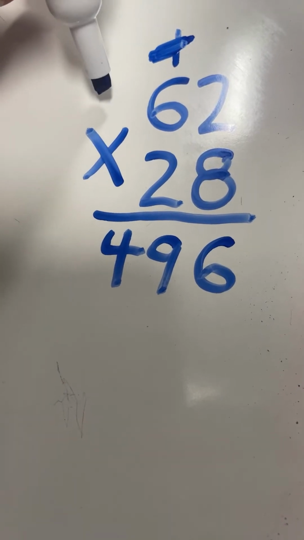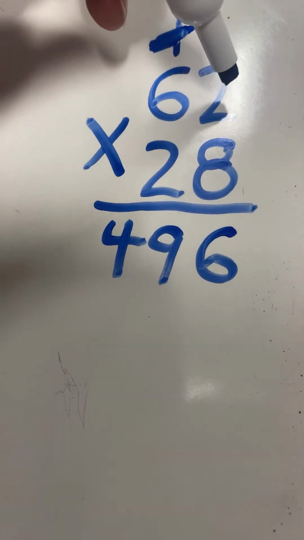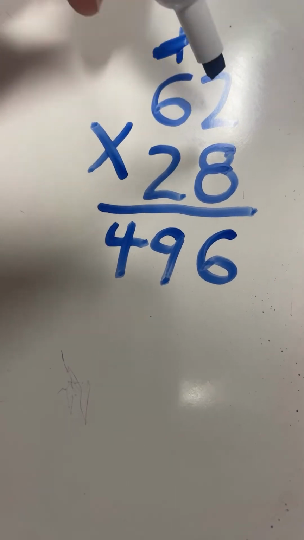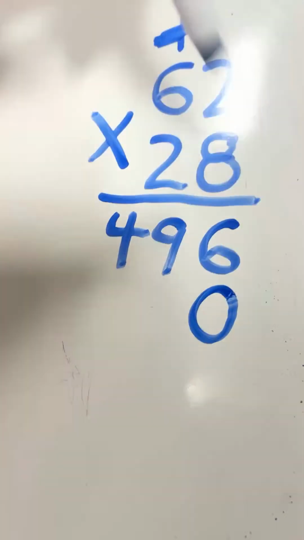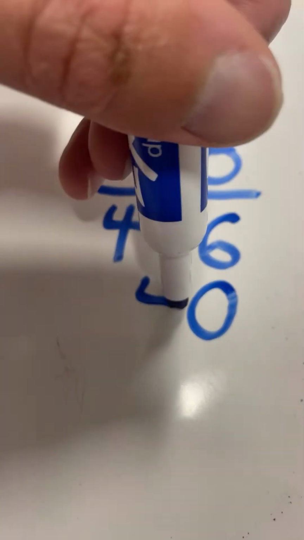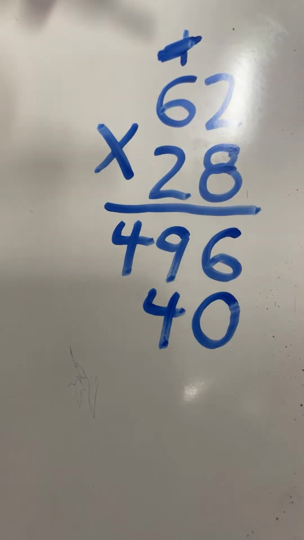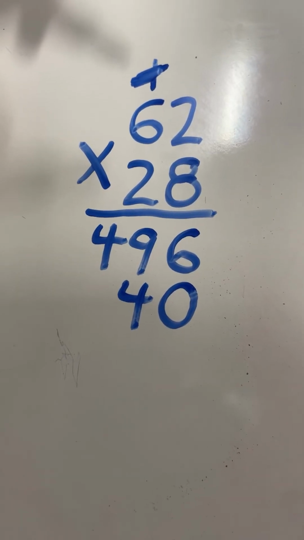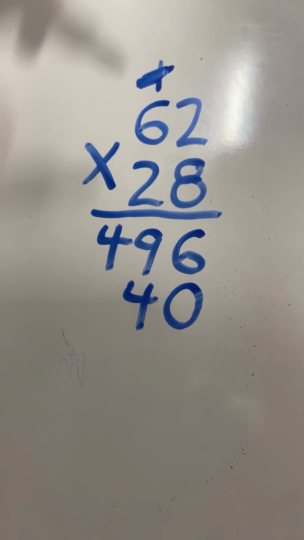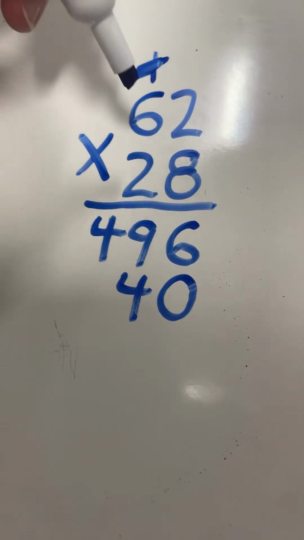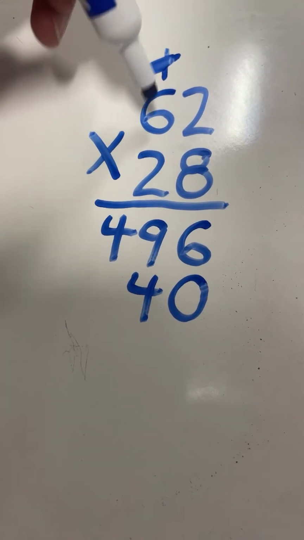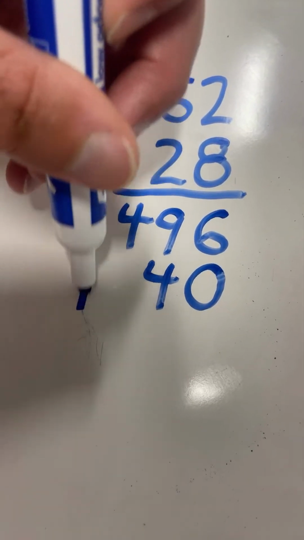Next, we need to multiply the top 2 numbers times the bottom digit in the tens place. And we're going to put a 0 in the ones place since both digits in the ones place have already been multiplied. 2 times 2 equals 4. We do not need to regroup there because our product is less than 10. If our product is 9 or less, regrouping is not needed. 6 times 2 equals 12.